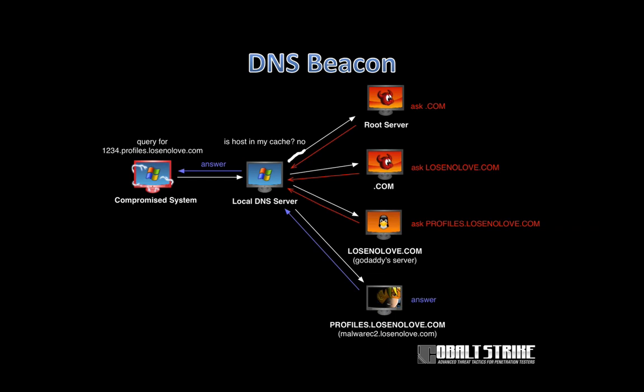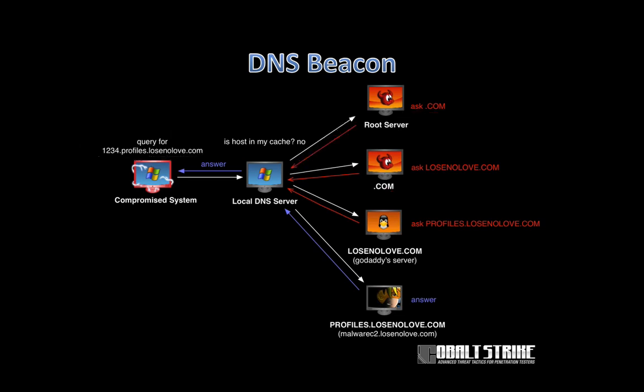So it contacts the root server and says, root server, do you know the 4-byte response for this A record lookup for 1234.profiles.losenolove.com? And that server is, of course, going to say no. It doesn't actually know that answer. And what it's going to reply with is advice that our local DNS server instead ask the server that is authoritative for the .com domain. So it's going to give us back that response.